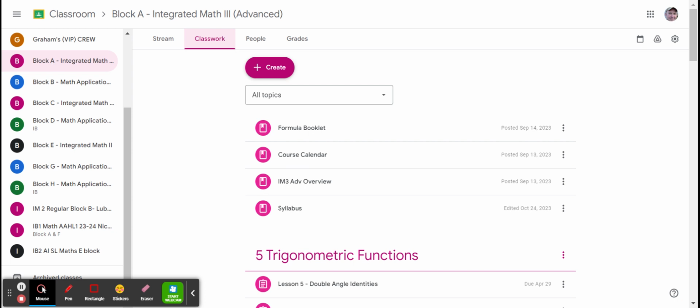I highly recommend, there's two things you need to memorize for the test on trigonometry. You need to be able to generate your exact value table, and you need to know these formulas. These are not given on the formula sheet. The double angle identity, the cosine angle identity, these are all on the formula sheet.